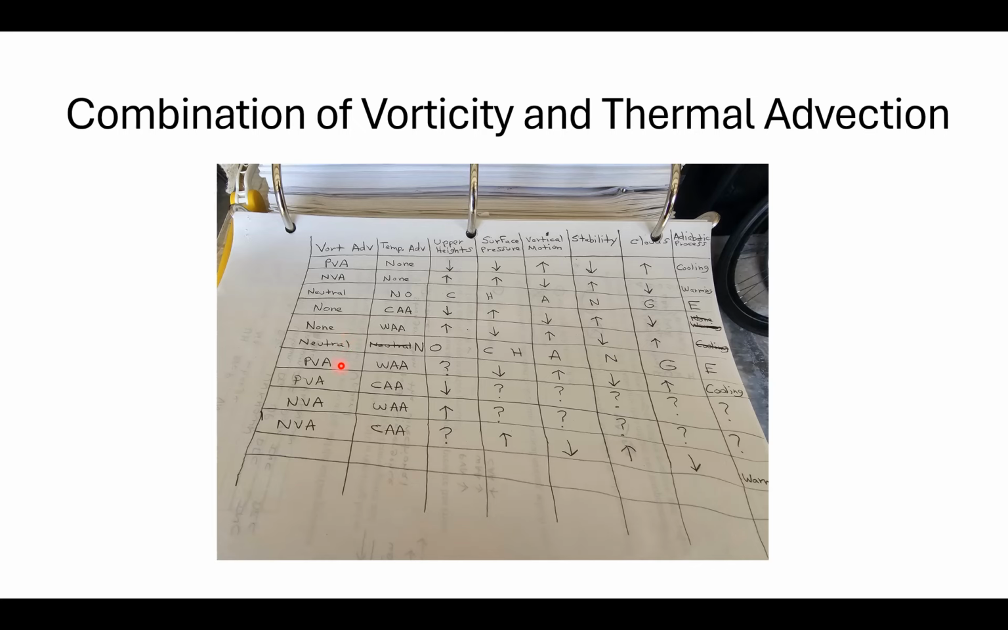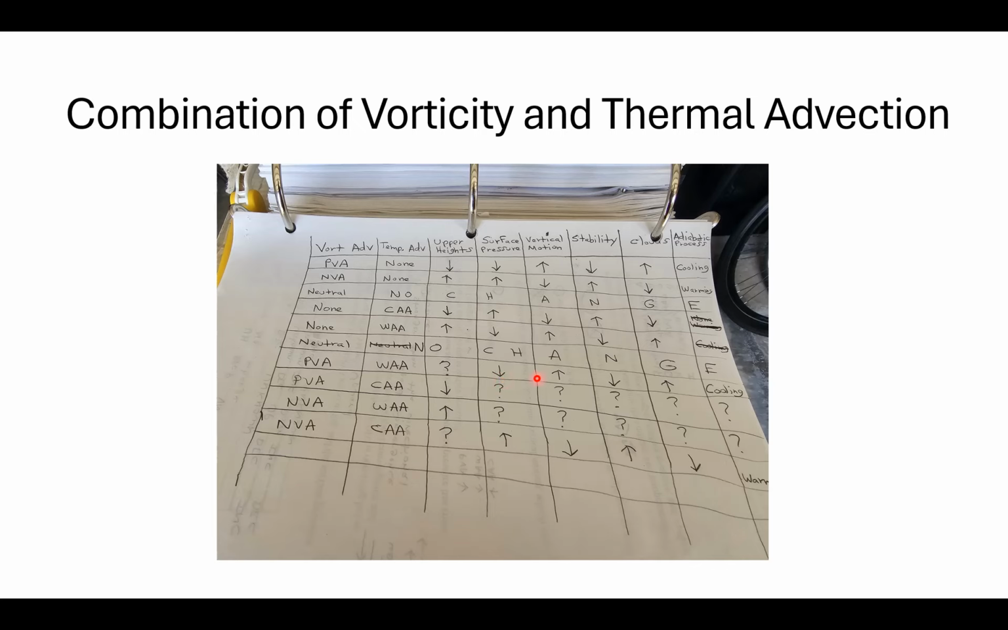So let's go back to PVA and warm air advection, okay? We didn't really know what was going to happen at upper heights. We'd have to analyze the height tendencies. But what happens if we take PVA and warm air advection? Surface pressure is going to fall. Why? Because PVA is an indicator of upward or rising air motion in the vertical in the atmosphere. Warm air advection is going to result in less dense air, so that surface pressure is going to fall.